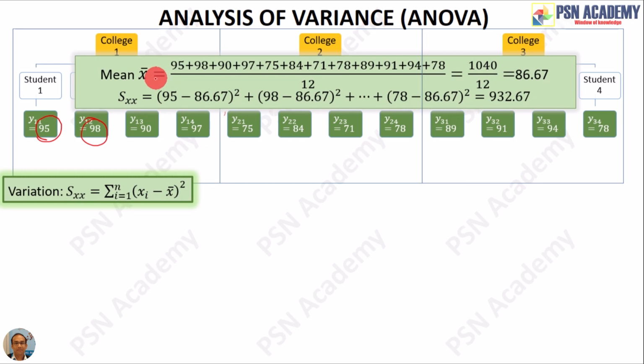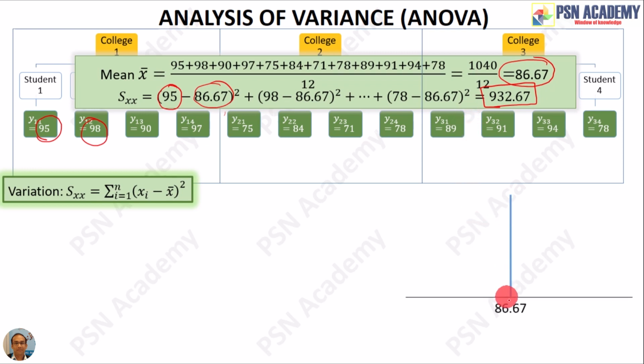The mean x bar. So we add these values, that is 95, 98, 90, all those things, and we get this mean over here, that is 86.67. Now from that mean, we find out the gaps of those data points, that is 95 and that mean, and we square it. Again, it will be the same thing for 98. We find out the gap between 98 and the mean, and we square it. We have those squares and we add those, and we get 932.67 as the variation. Now I repeat, this variation is actually regarding the whole data set, regardless of those colleges.